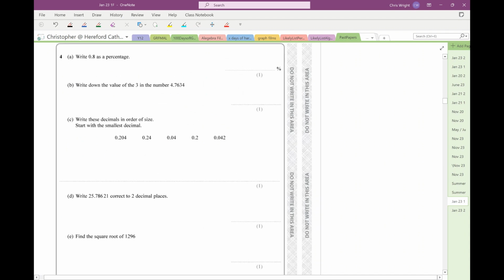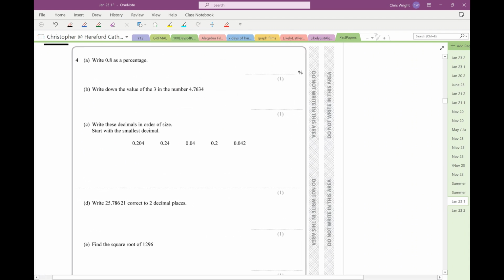Question 4. Write 0.8 as a percentage. Well, that's 8 tenths, so it's 80 out of 100. Write down the value of the number 3. Well, we've got units, then tenths, then hundredths. So the 3 is thousandths, isn't it? So I would write 3 thousandths.